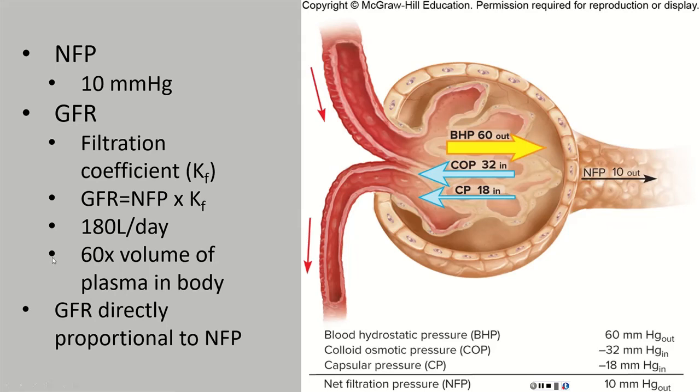Now, the way your book words it is a little bit weird. It says 60 times the volume of your blood, but it's actually 60 times the volume of your plasma that's being filtered every day. And GFR, using this equation, is directly proportional to NFP. Let's think about what that means. If NFP goes up, if there's greater pressure, then we produce more filtrate, so GFR goes up. If NFP goes down, then we produce less filtrate, so GFR goes down. When NFP goes up, GFR also goes up, and vice versa. When NFP goes down, GFR goes down.